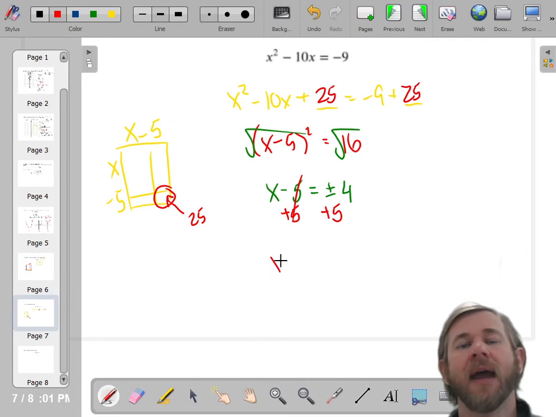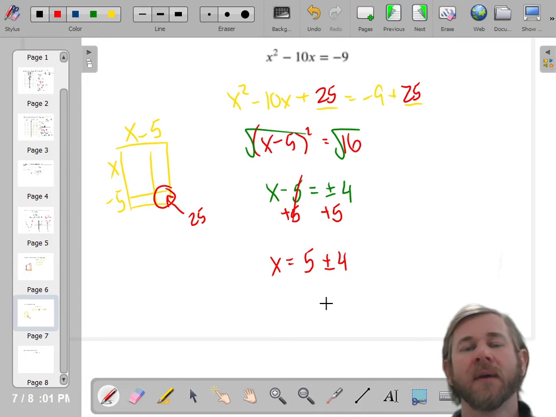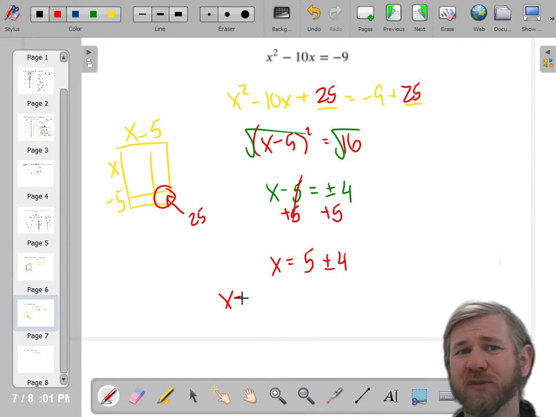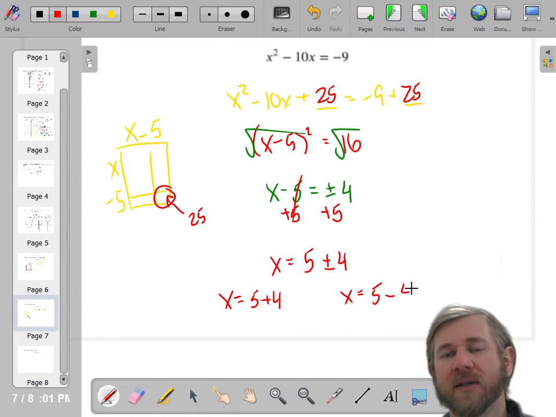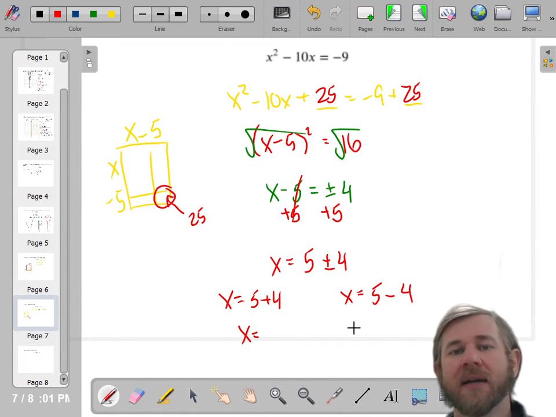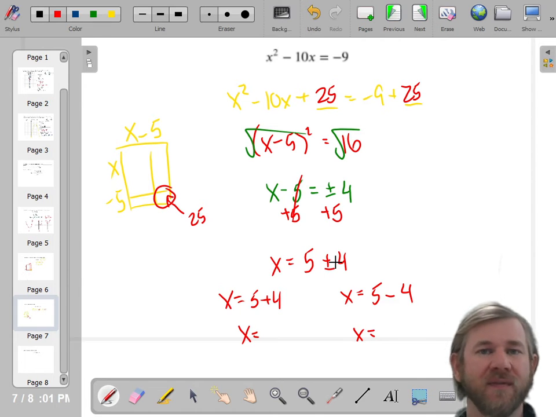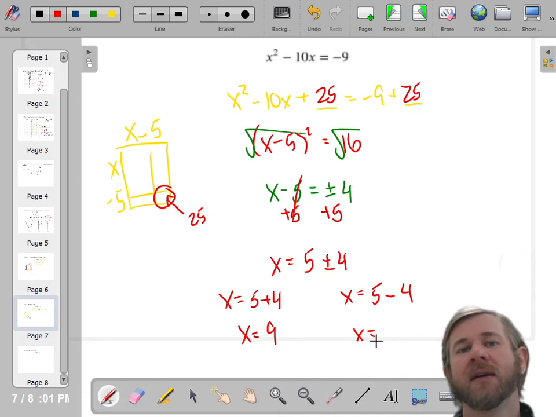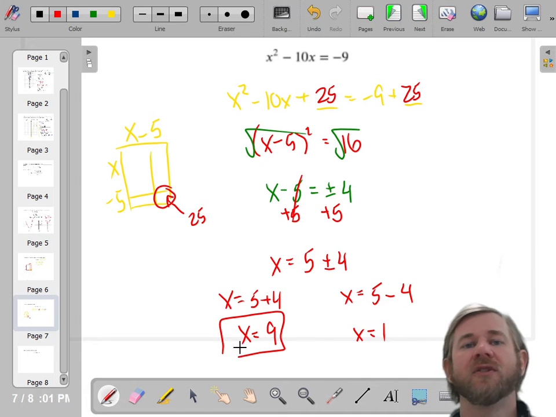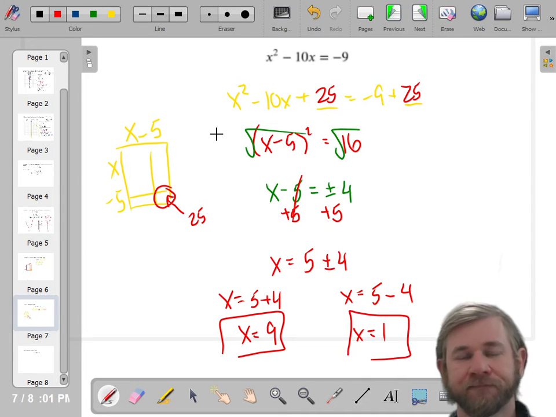I'm going to say x equals positive 5 plus or minus 4. If you don't like that, you can split it up to this, x equals 5 plus 4 or x equals 5 minus 4. Either way, it's just a notation thing. It's like if you don't like this plus or minus, then split it up and now add them up. 5 plus 4 is 9, 5 minus 4 is 1. So the two answers are 9 and 1.